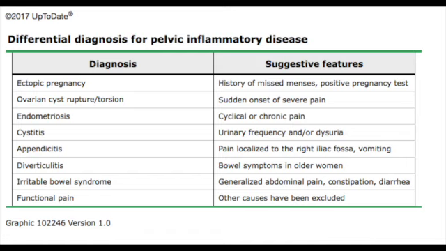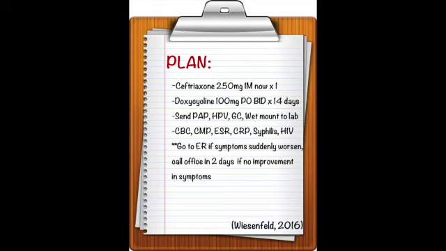Cystitis isn't likely as she hasn't had any urinary symptoms, and her in-house UA dip was normal. I don't think it's appendicitis because the pain isn't localized to the lower right quadrant, and she isn't vomiting, and the psoas and obturator signs were negative during her exam. I also don't think it's diverticulitis or IBS at this point because she doesn't seem to be having any GI problems.